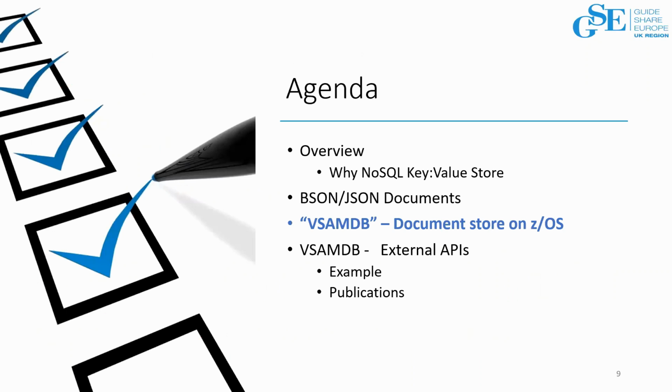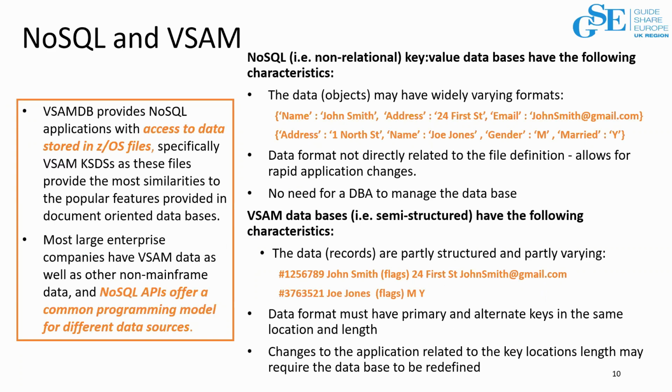Okay. Now that we've covered a little bit of what the BSON and JSON documents look like, and how they map to a KSDS, we'll talk about some of the APIs that we have today and the changes we made to support it. So again, these NoSQL key value databases have varying formats. It is very, very unstructured.